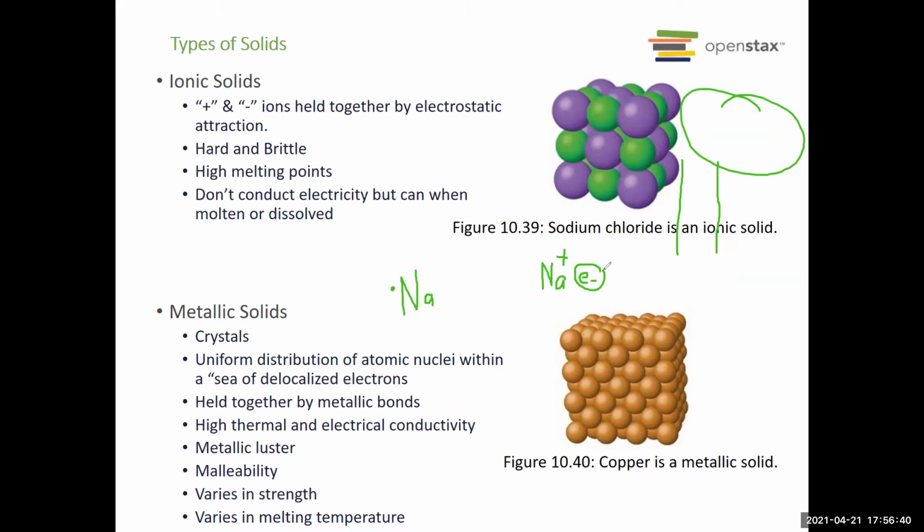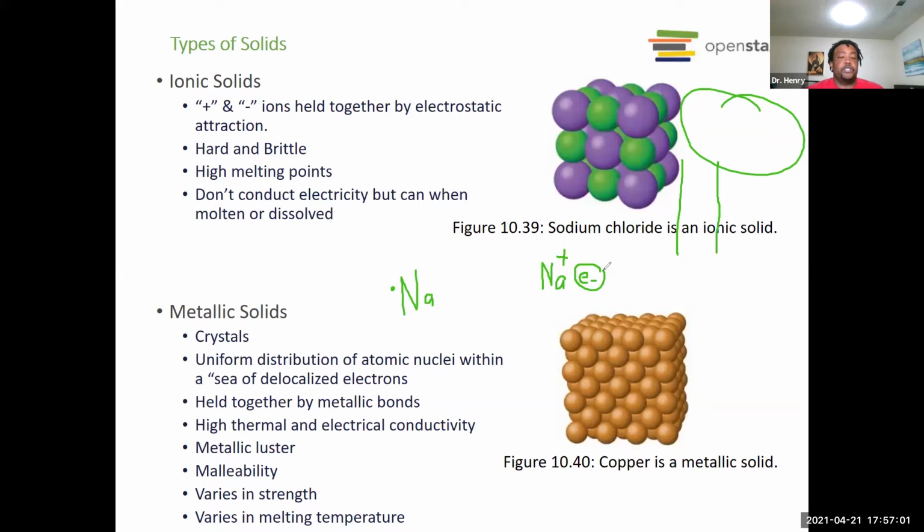So, things that we know about metals. Metals are great at conducting heat, so they're very thermally conductive, and they're also great at conducting electricity. That's why we use metals in our wires for conducting electricity. They have a metallic luster to them. They're malleable. They vary in strength, so we have some that are really strong and some that are really weak.